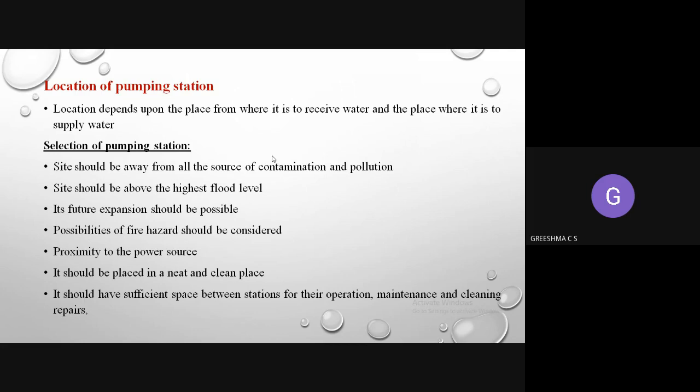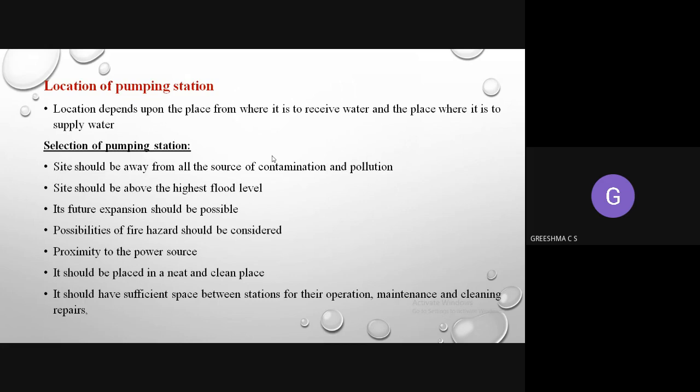That means when a pumping station is located at a particular place, you should understand that after 20 years the technology is going to change. That change in technology should be accommodated by this pumping station, so that future extension should be possible.